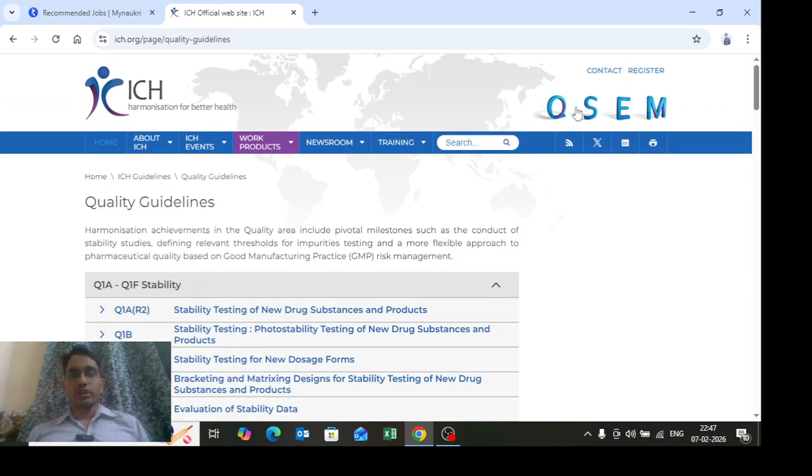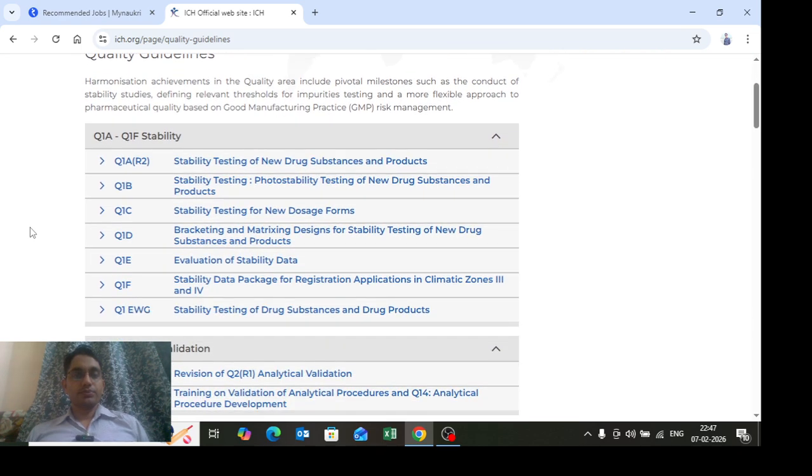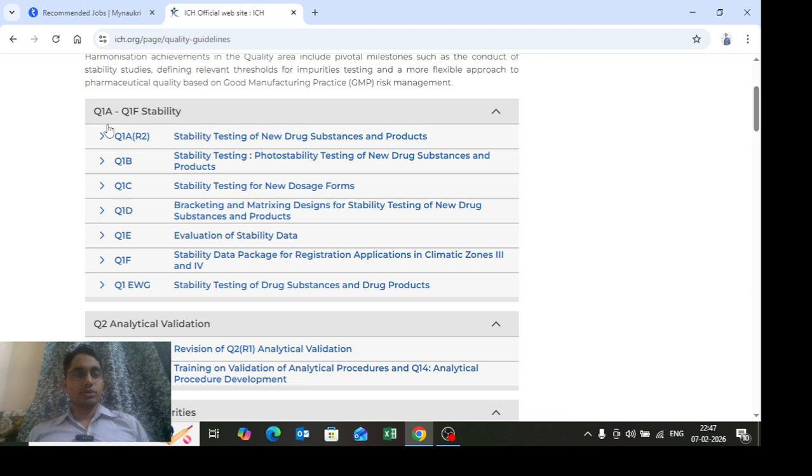ICH guidelines consist of quality, safety, efficacy, and multidisciplinary. Firstly, we see the different types of guidelines in quality. The first one is ICH Q1A, stability. ICH Q1A R2: stability testing of new drug substances and new drug products. This guideline is applicable for new drug substances and drug products.